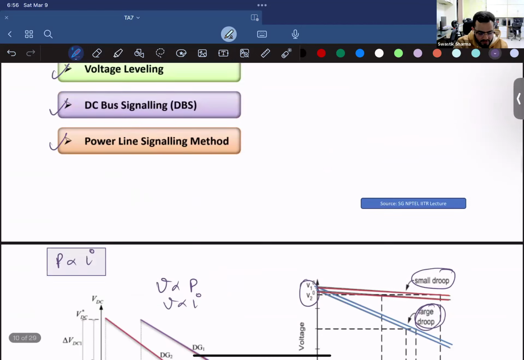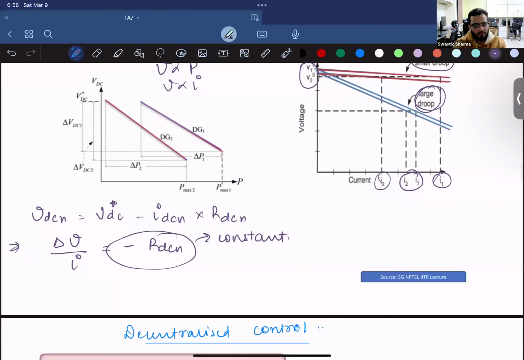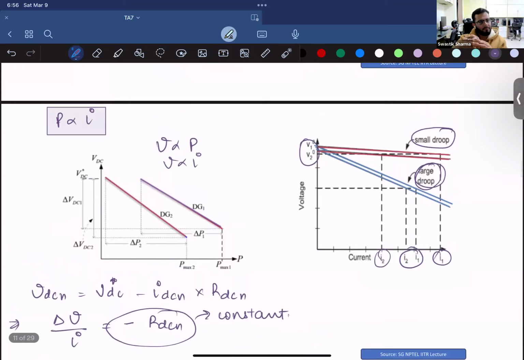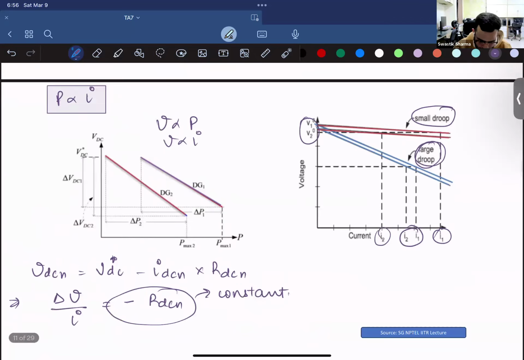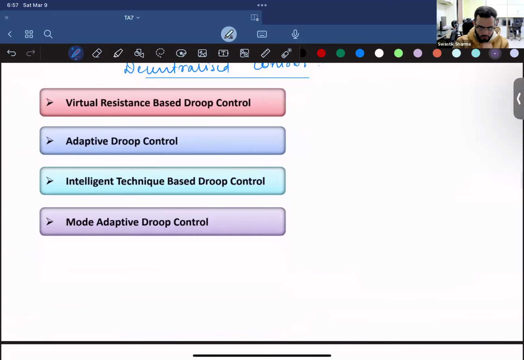And for this, we introduced some novel concepts of adaptive droop control and virtual resistance based droop control. Similar things that we did in AC, but we are implementing them for the DC side as well, keeping in mind that there is no frequency component now. So the first was virtual resistance based droop control.